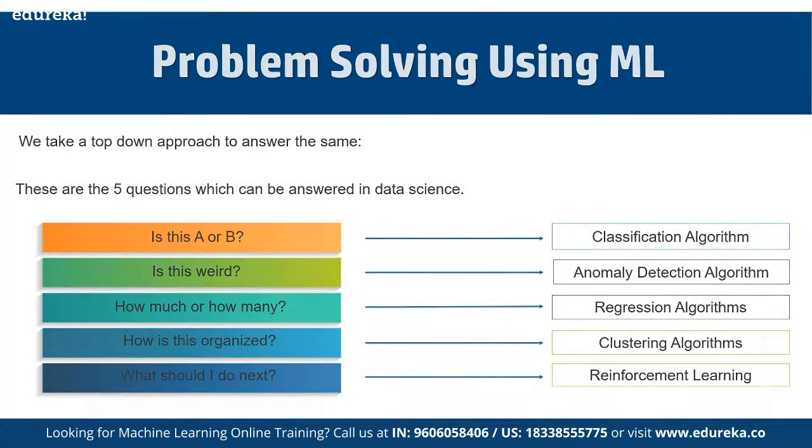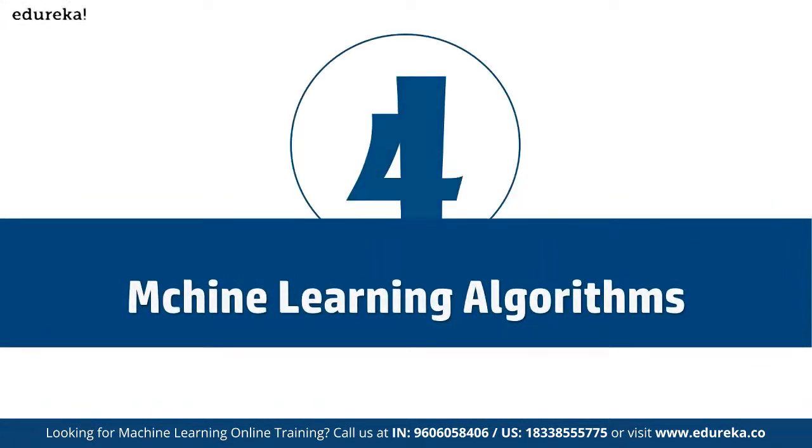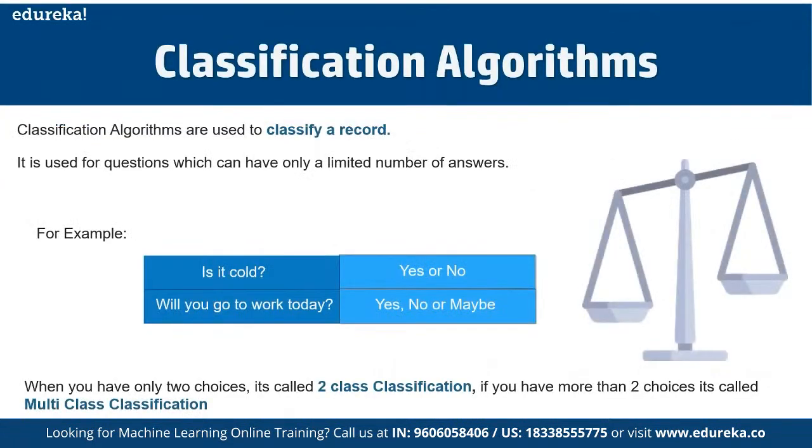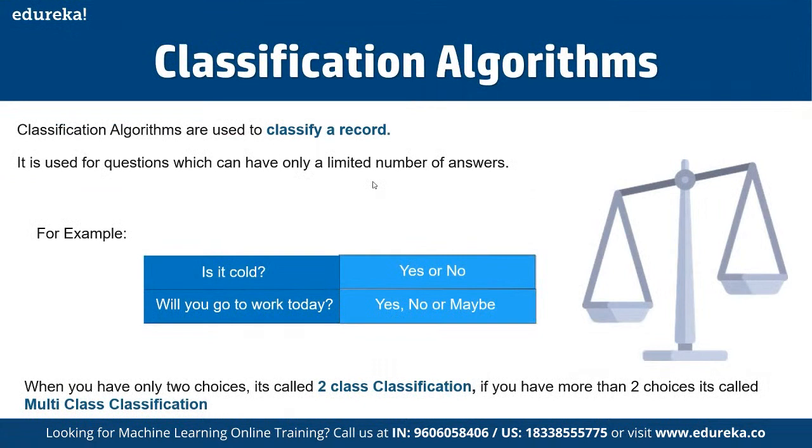Now, let's talk about the machine learning algorithms. First of all, we have classification. As we discussed, it's used to classify a record. For example, is it cold, yes or no? Will you go to work today, yes or no? Whether this email is promotional or primary. When we have only two choices, it is called two-class classification. If we have more than two choices, it is defined as a multi-class classification algorithm.